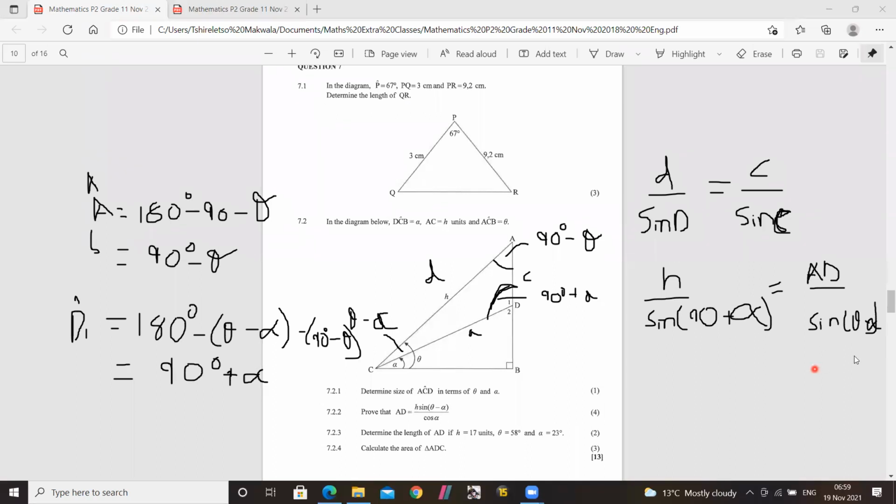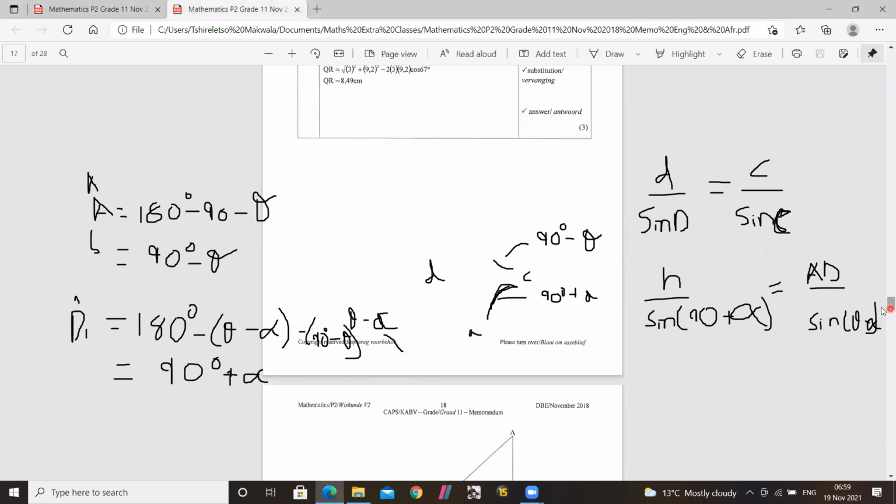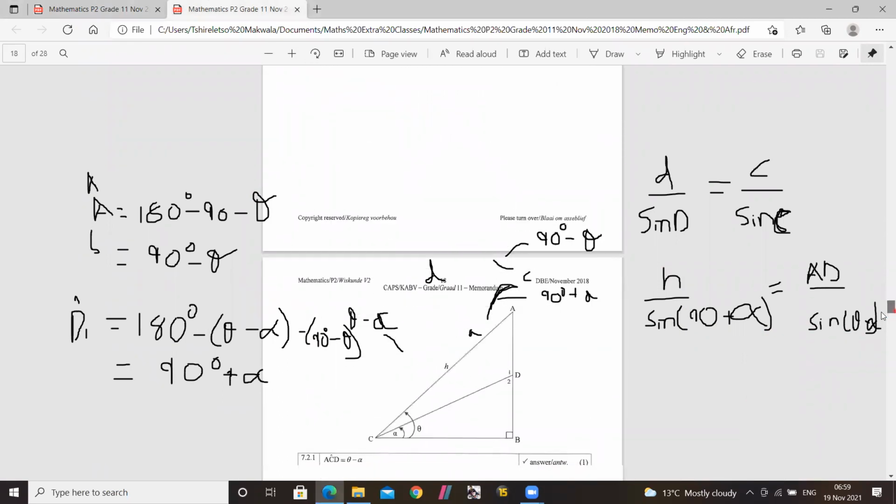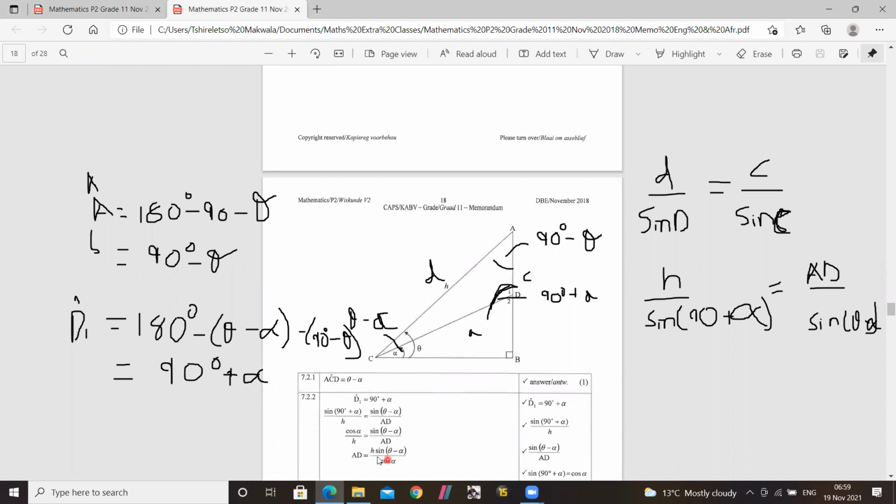You just have to multiply this thing to the other side. Then this sine 90 plus alpha is the same as cos alpha, because this is a cofunction. So this will change into cos alpha. You multiply this side, then it will give you the answer like they have here. So that's how you do that type of question.